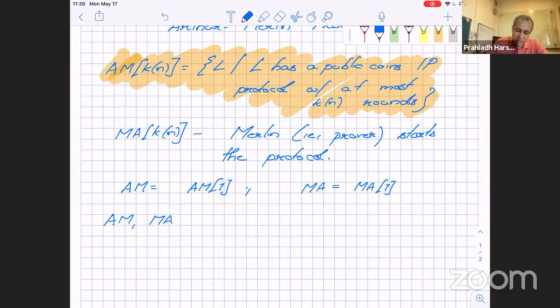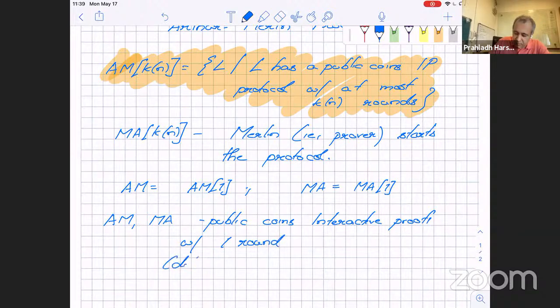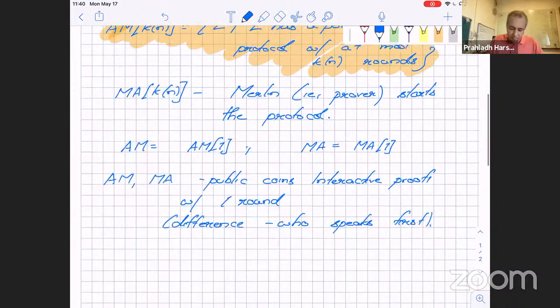There's only one reason. So MA and AM are public coin interactive proofs with one round, and the only difference is who speaks first. So here it matters. So let's go a little more carefully into the definition and stare at this. Who speaks first? So let's start with AM.